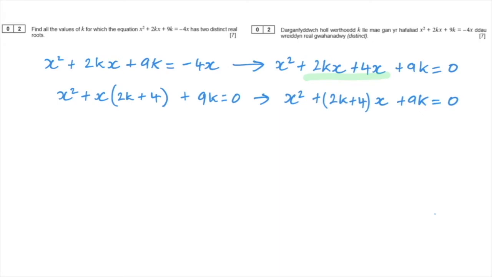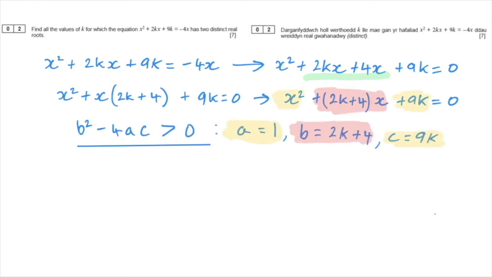The question tells us that this equation must have two distinct real roots. This means that the discriminant must be greater than 0. Also notice that the values of a, b and c to be used in the discriminant are the coefficients of x squared, x and the constant term respectively. We next expand and simplify this expression as indicated.